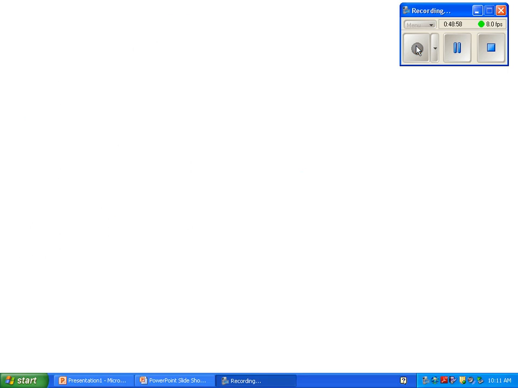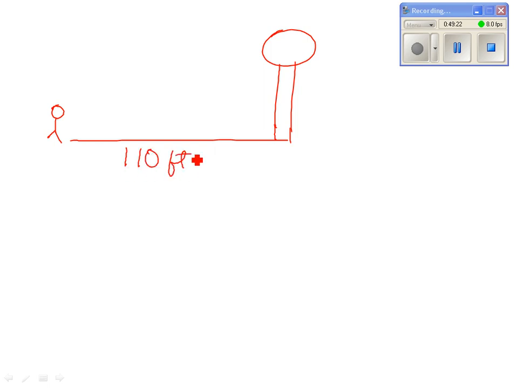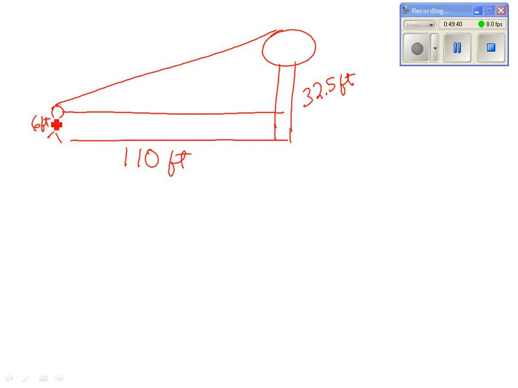Make sure on this one I don't mess up, do the same thing I did the other time. So on this one, we got our student standing here, got some water tower over here. Apparently there's a soccer field in between. Feet from the water tower. The water tower is 32.5 feet tall. They want to know the angle of elevation. The bad thing is that they tell us the student's eyes are 6 feet off the ground. So what do we have to do over here? So what's that give you?